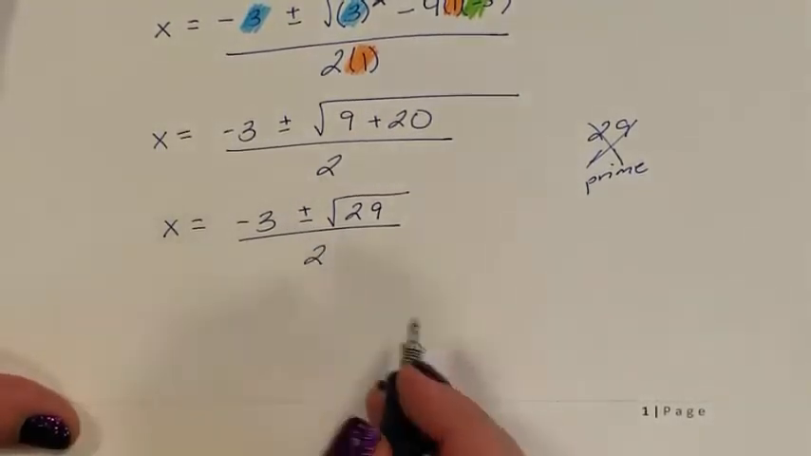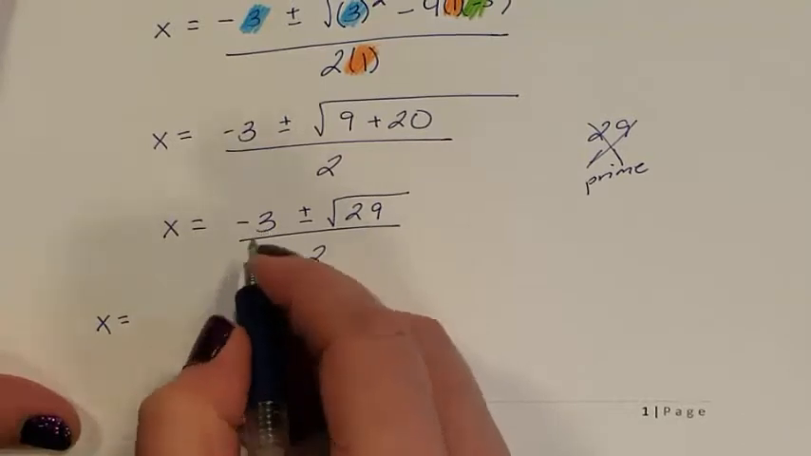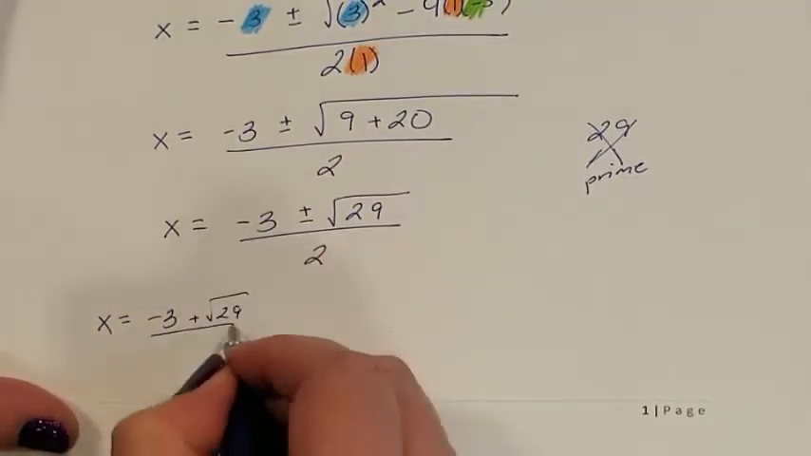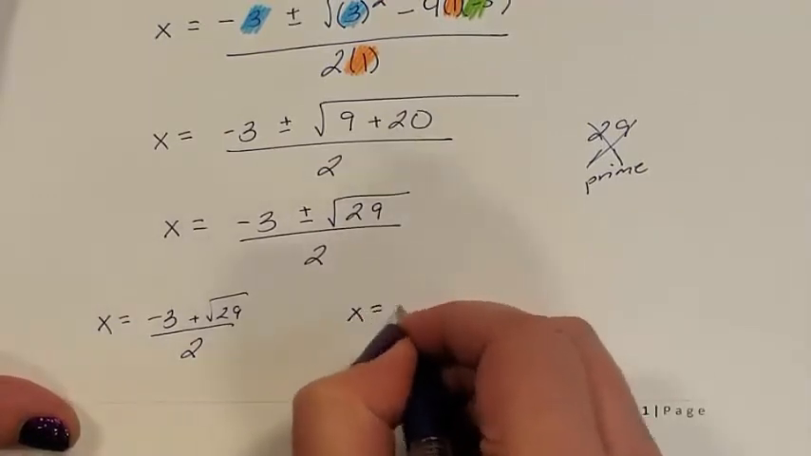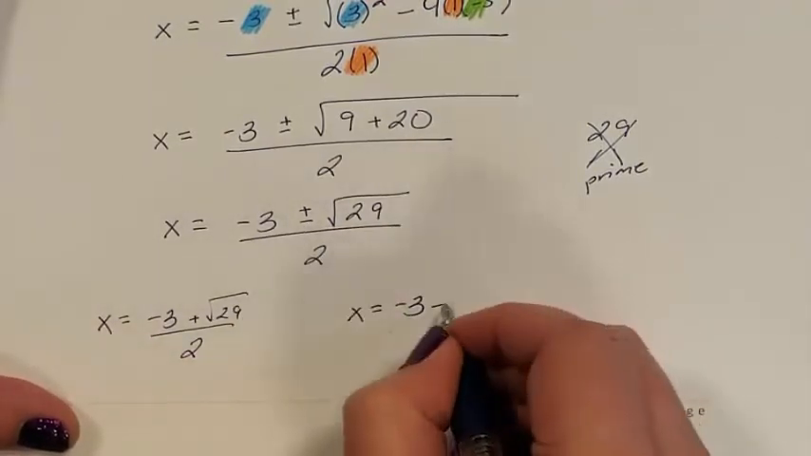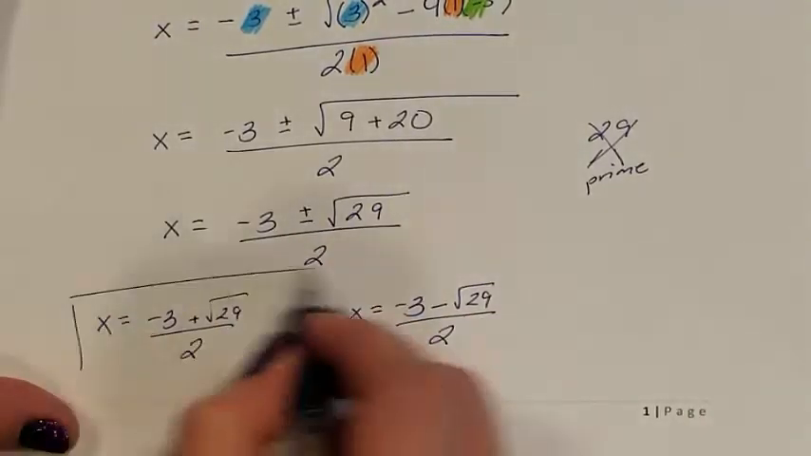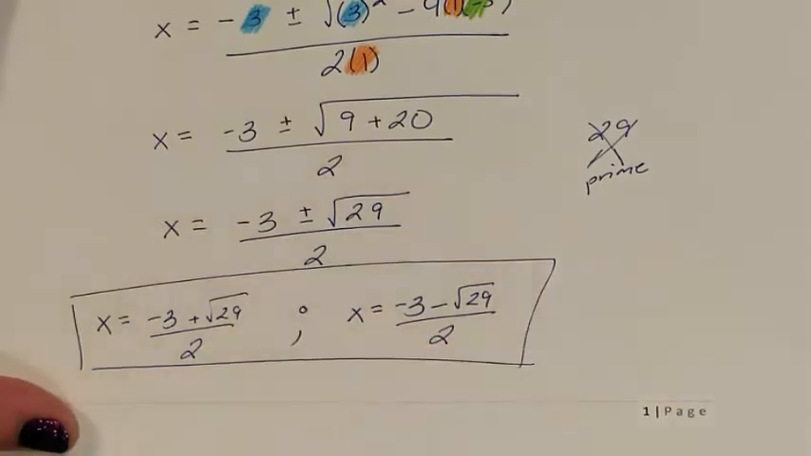There are 2 of them. So x is negative 3 plus the square root of 29 all over 2. X is also negative 3 minus the square root of 29 all over 2. The plus or minus meant there were 2 answers. So we have 2 x values.